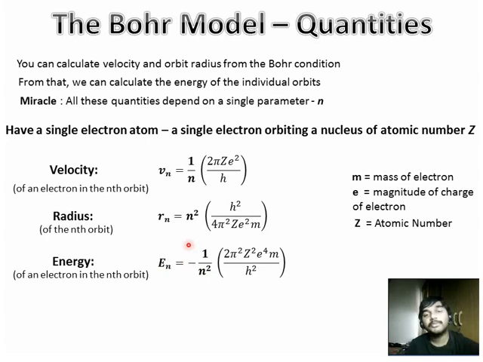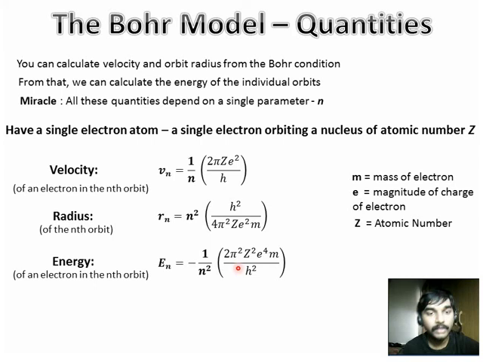The negative sign comes from the fact that the electron is in an electromagnetic field due to a positive charge. The nucleus is a positive charge. If you keep a negative particle in a positive electromagnetic field, then the energy of that particle is negative. That's a standard convention followed in physics. So the energy is negative, and it depends on 1 by n squared, into a certain constant.